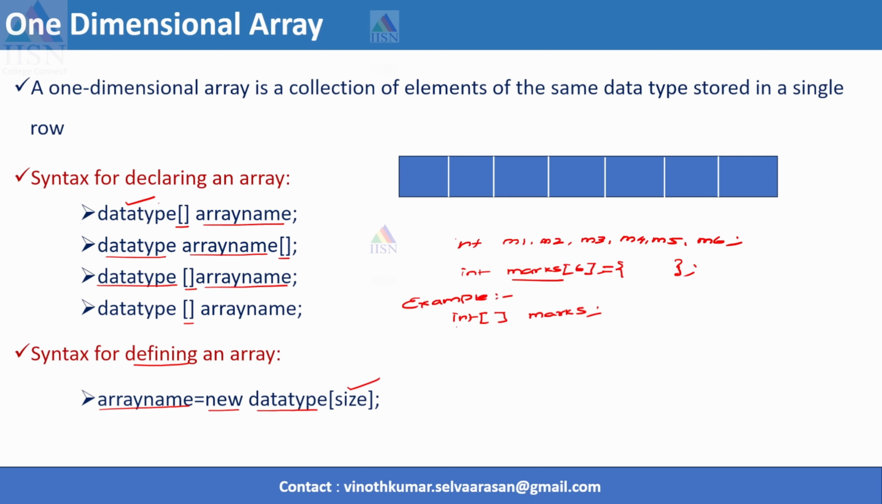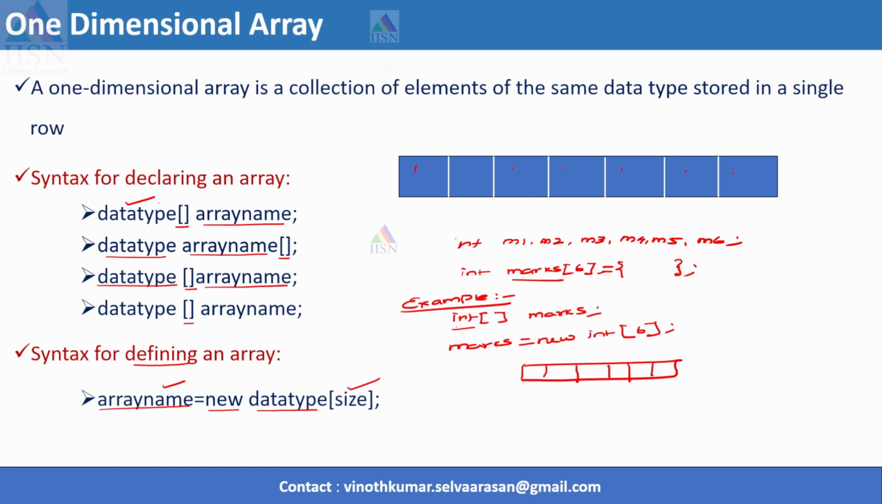Now we need to mention the size required. Later I am going to define the array. For defining an array, we mention the array name equal to new followed by the data type, which is int. Here we mention how much size is required, so that the 6 blocks get created. It is created like this: 1, 2, 3, 4, 5, 6. Like this it gets created. For example, here we create 7 blocks: 1, 2, 3, 4, 5, 6, 7.